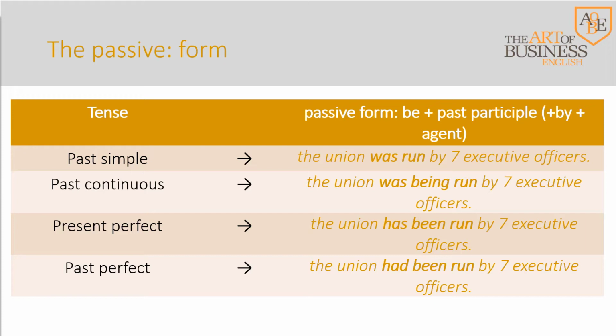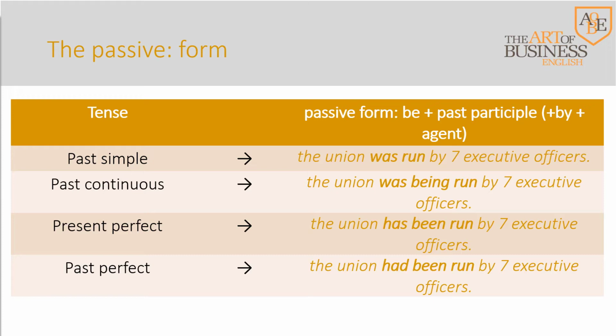For example, simple past, as I mentioned, would be the union was run by 7 executive officers. So in active, that would be 7 executives ran the union. Because ran is simple past, when we transform it to passive, we need to maintain the tense, and therefore the verb to be, which is essential to forming the passive, is then in the simple past. So the union was run by 7 executive officers. And the past continuous would be similar. It's the union was being run by 7 executive officers.